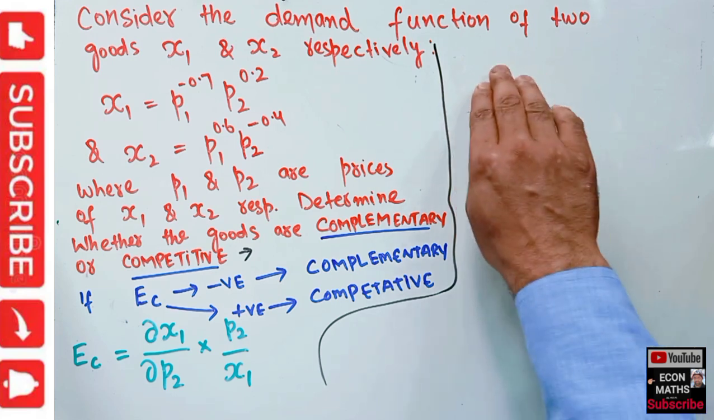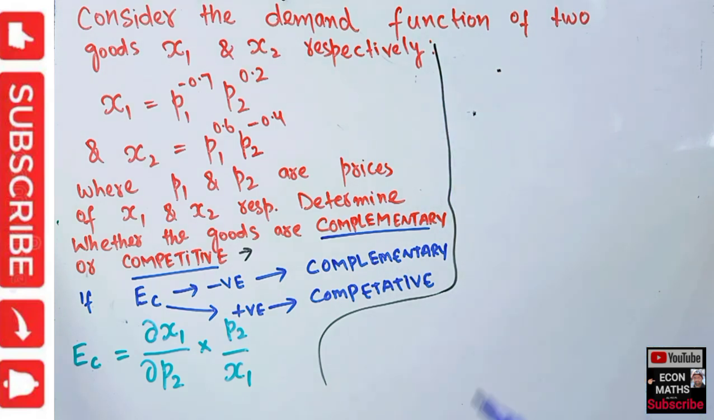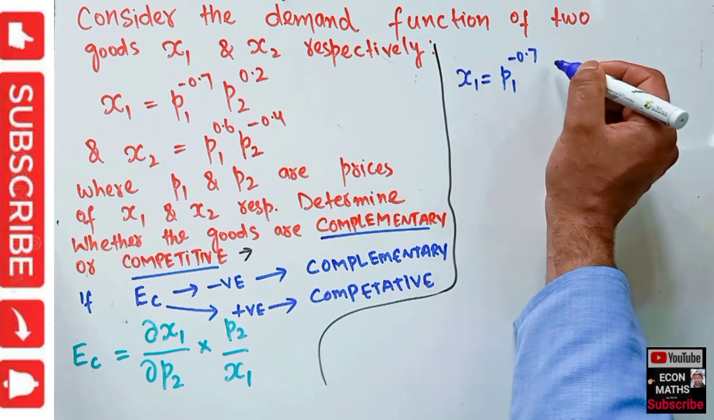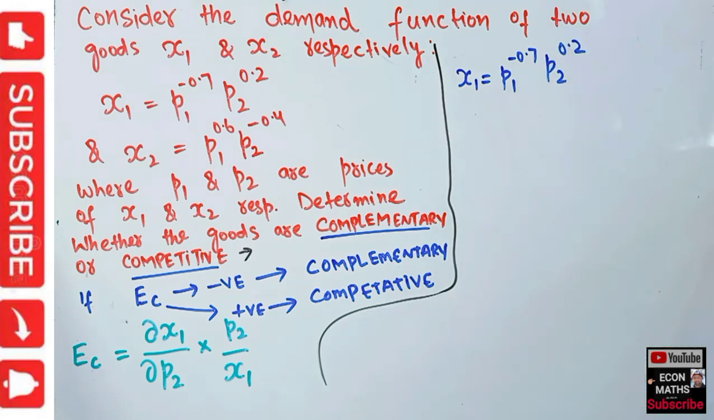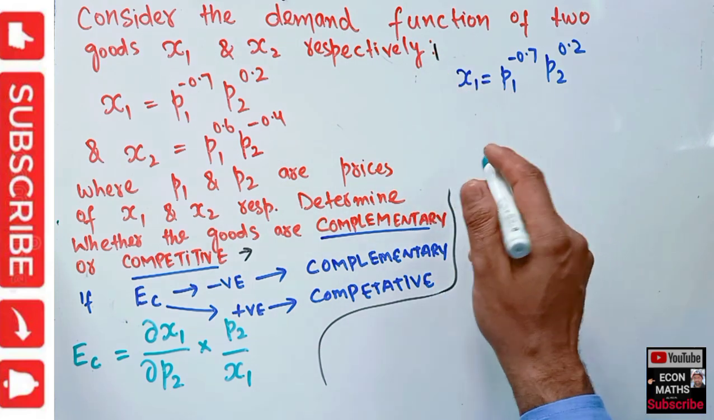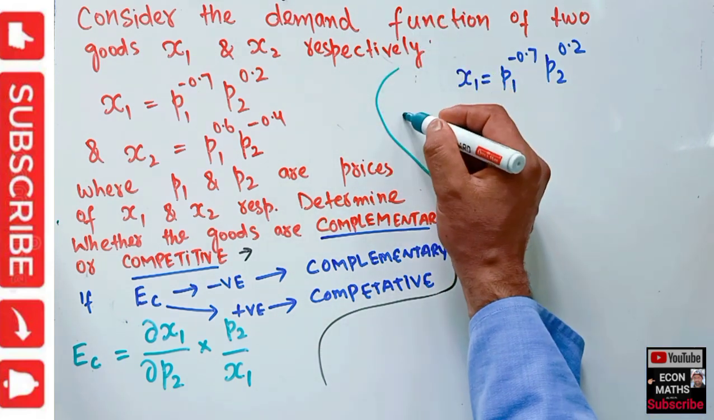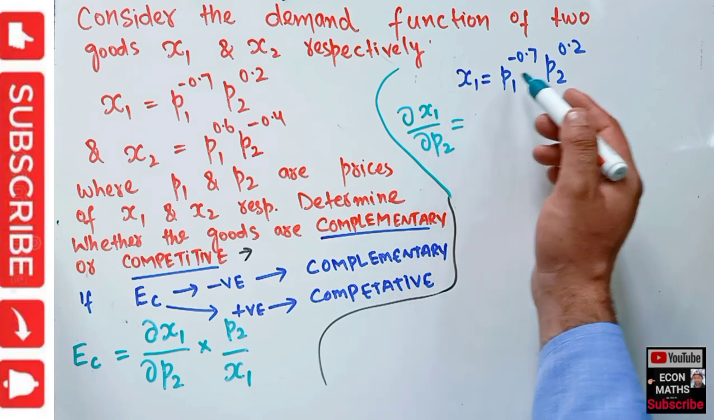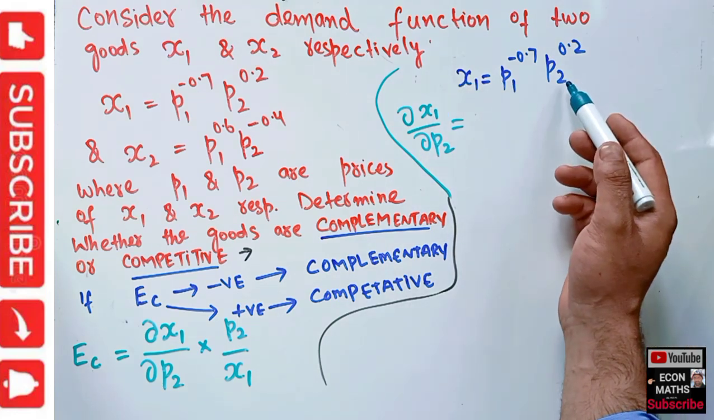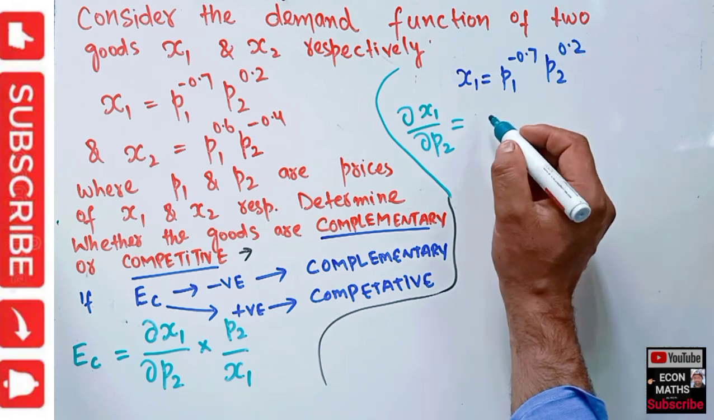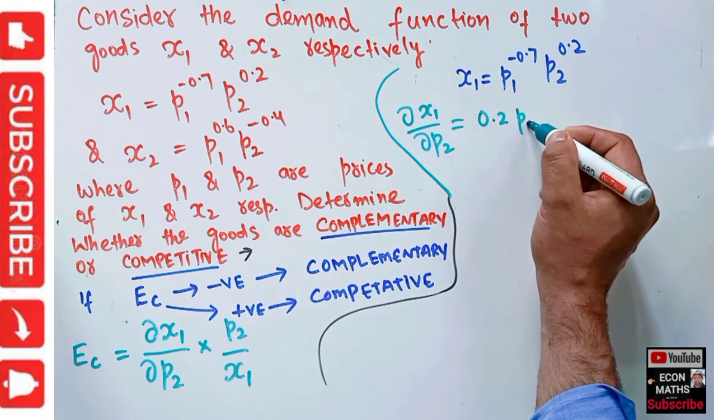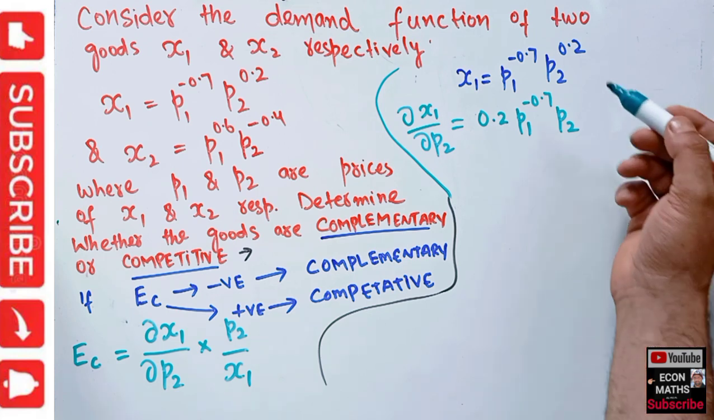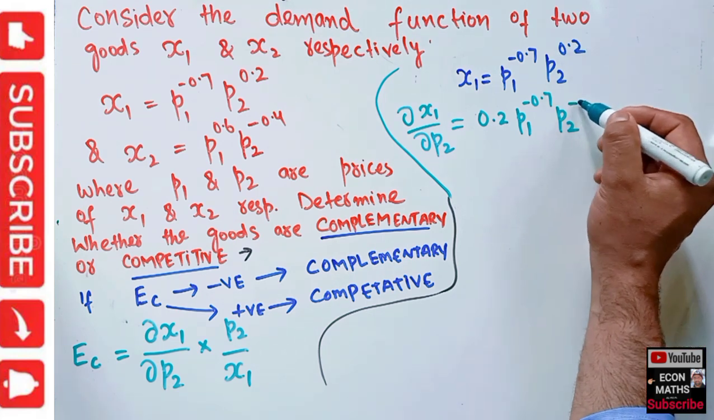Let's first write what we have been given here. We have x1 is equal to p1 raised to the power minus 0.7 times p2 raised to the power 0.2. Let's calculate del x1 upon del p2, which means differentiating this function with respect to p2. The derivative of p2 to the power 0.2 will bring down the coefficient, so we have 0.2 p1 raised to the power minus 0.7 times p2, where the exponent of p2 gets reduced by 1, that is 0.2 minus 1 is minus 0.8.